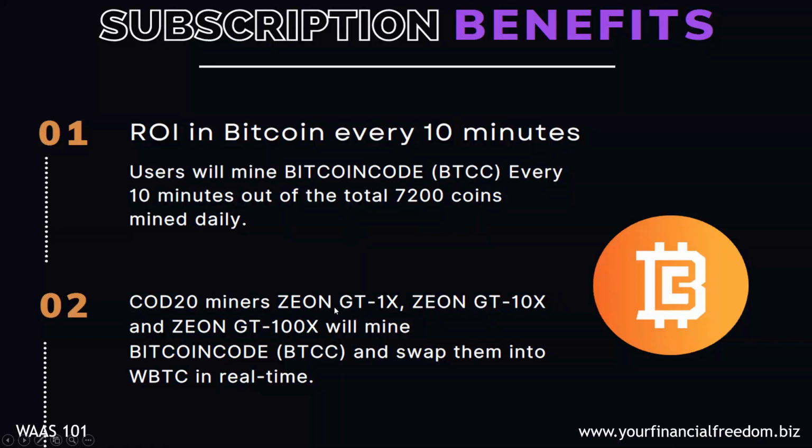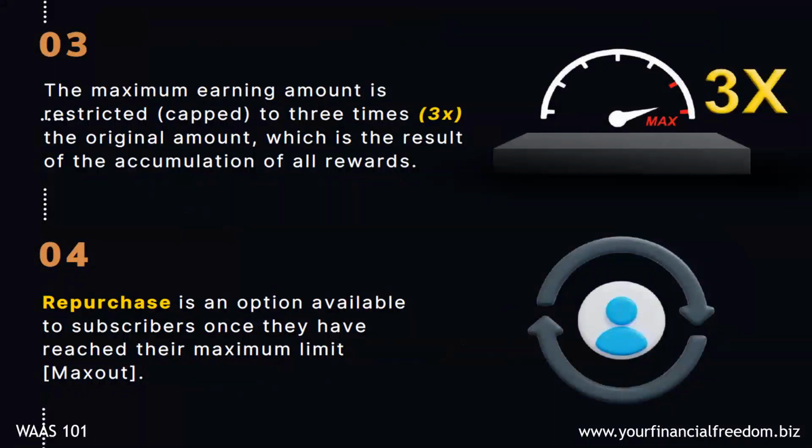And again, they are showing the miners, GT1X, 10X, 100X, and they will all mine Bitcoin coin and wrap them or swap them for real Bitcoin in real time on the Bitcoin code network. Again, this is just the affiliate marketing part. The earning potential is 3 times just for the affiliate marketing. This has nothing to do with the mining.